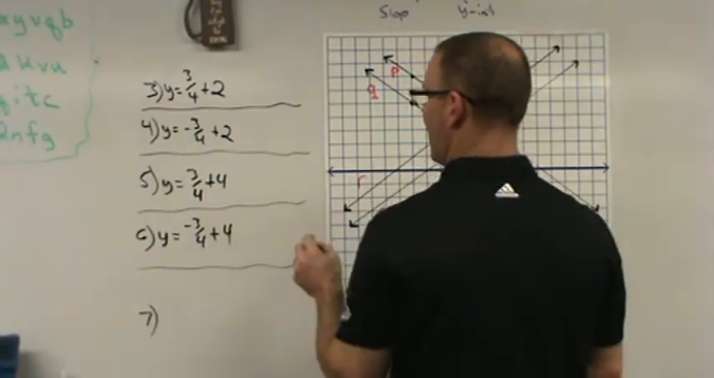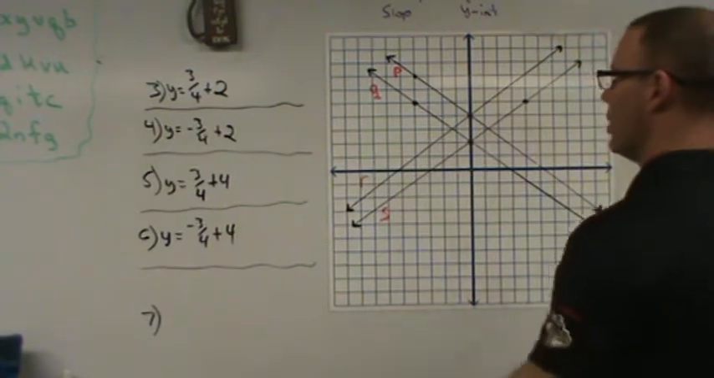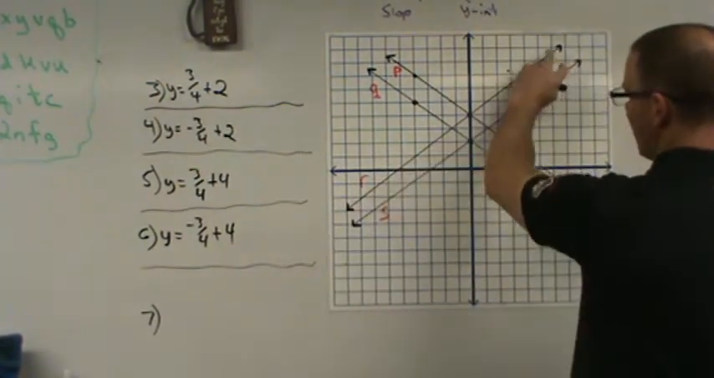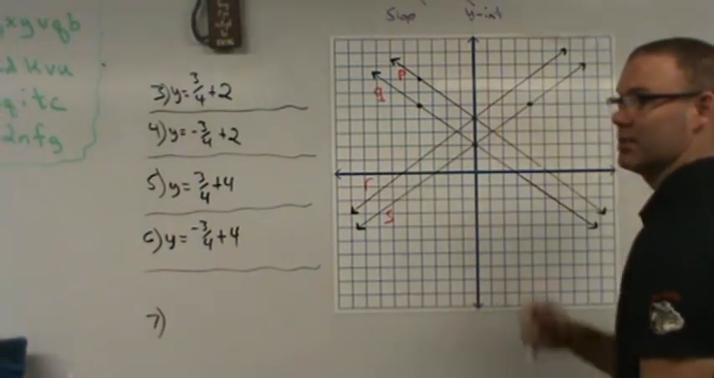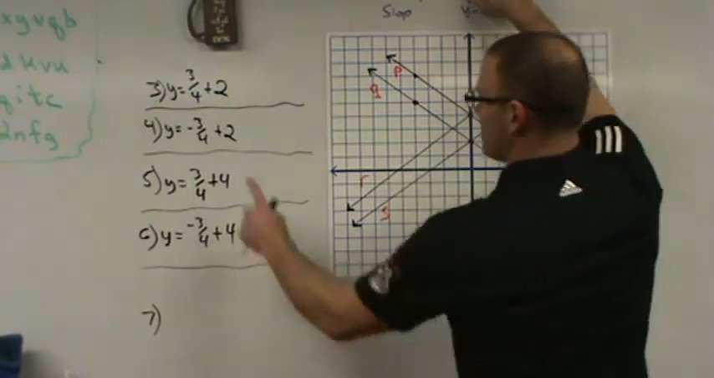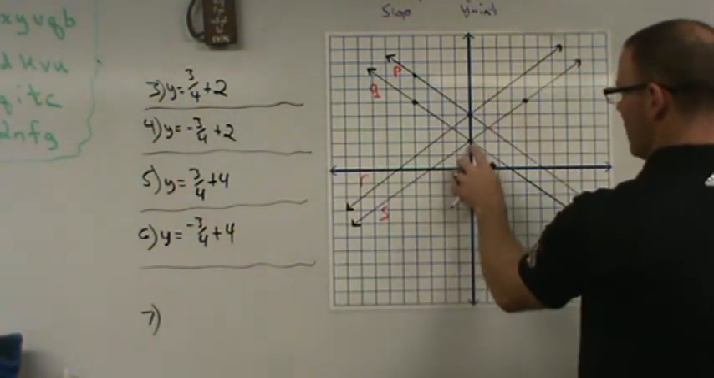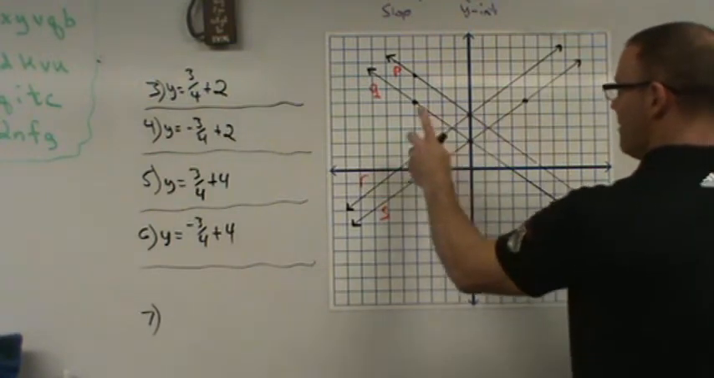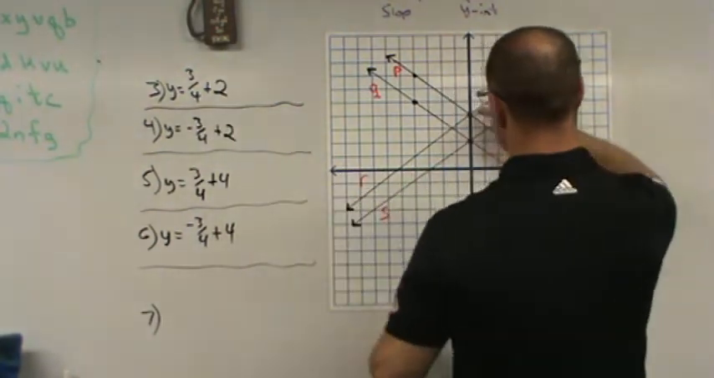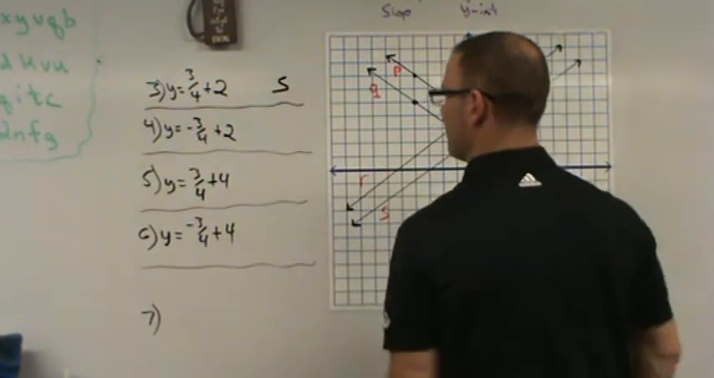Look at number 3. I don't care that the slope is 3/4. I care that it's positive or negative. Okay, it's a positive slope, which means it has to be one of these 2 lines, because those are the only 2 lines that have a positive slope on my graph. The other thing I take into consideration is the y-intercept. A positive slope and 2 as a y-intercept. This y-intercept is 2, this y-intercept is 4. I just eliminated r as an answer because r has a y-intercept of 4 and a positive slope. So this is S.